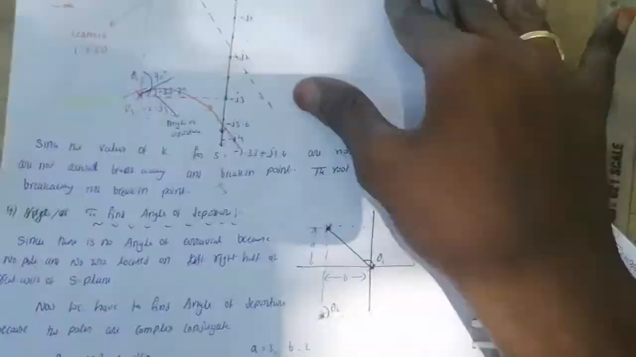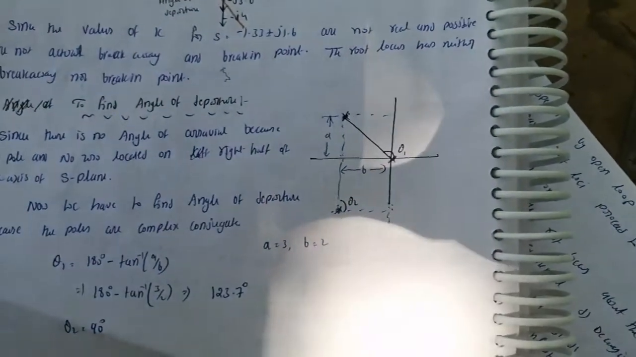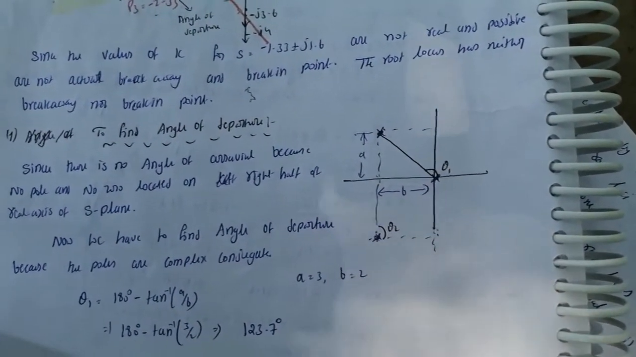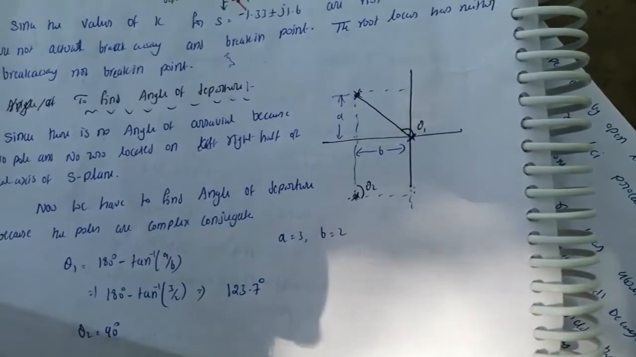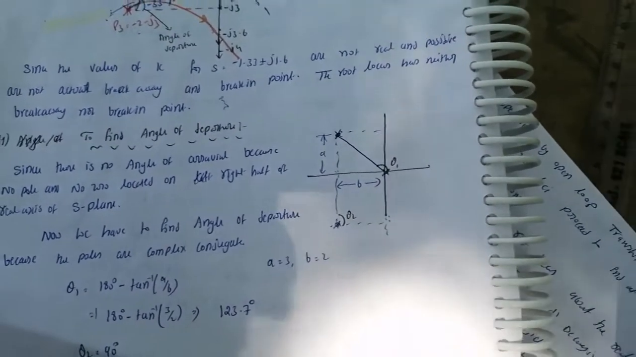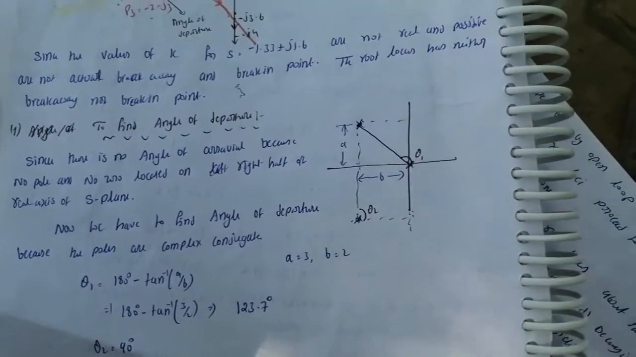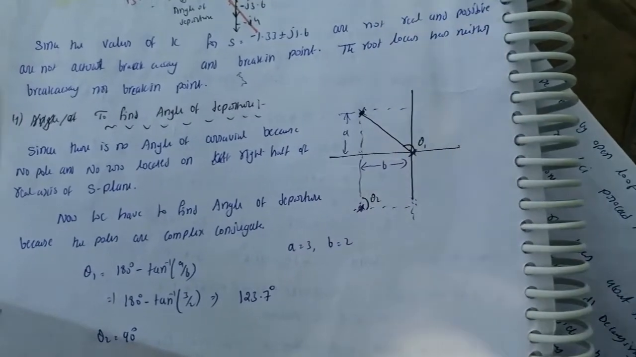So let me move on to the next step, which is to find the angle of departure. Here also, one thing you have to remember is when we can find the angle of departure and when we can find the angle of arrival. In our problem we have poles and zeros, right? If all poles and zeros are located on the LH side, then we can calculate the angle of departure.